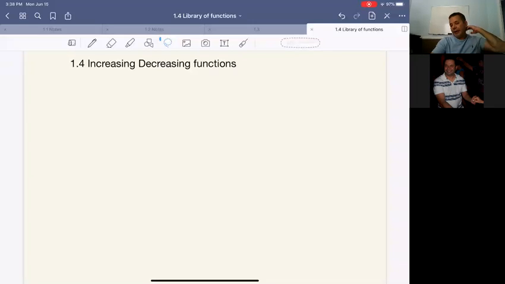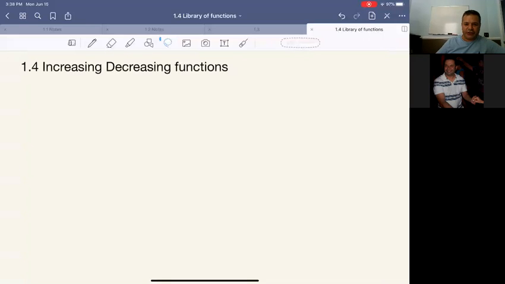All right, welcome back. We're going to talk now about increasing and decreasing functions. Okay, so let's take first just a couple of examples we've already seen.